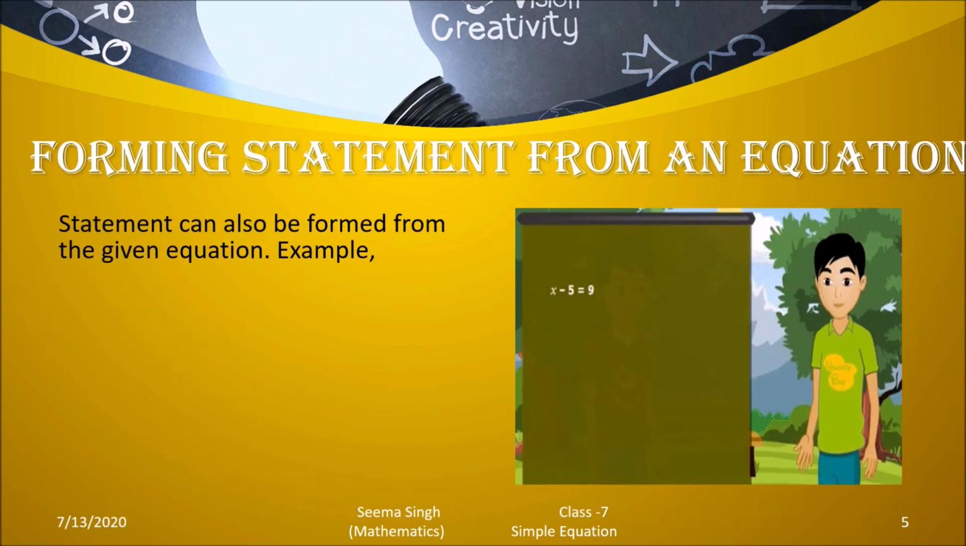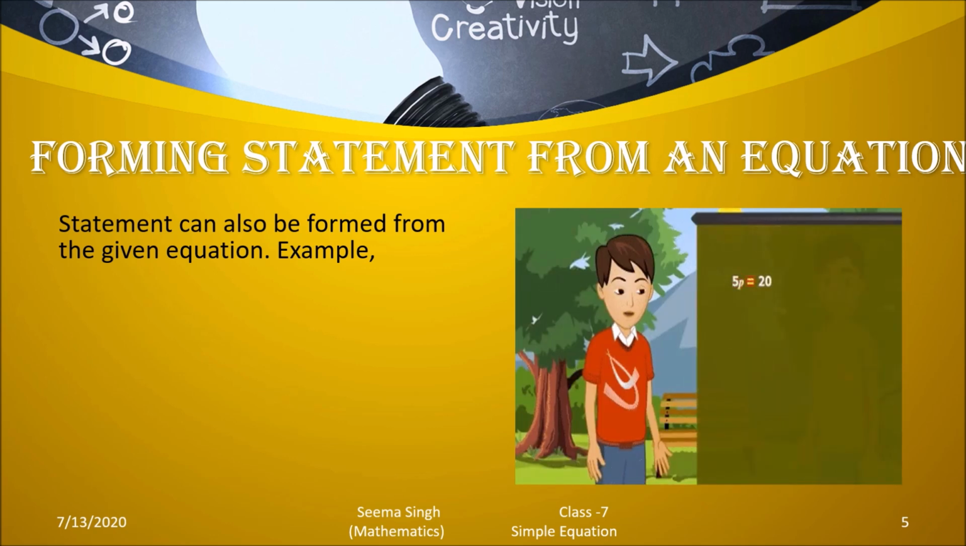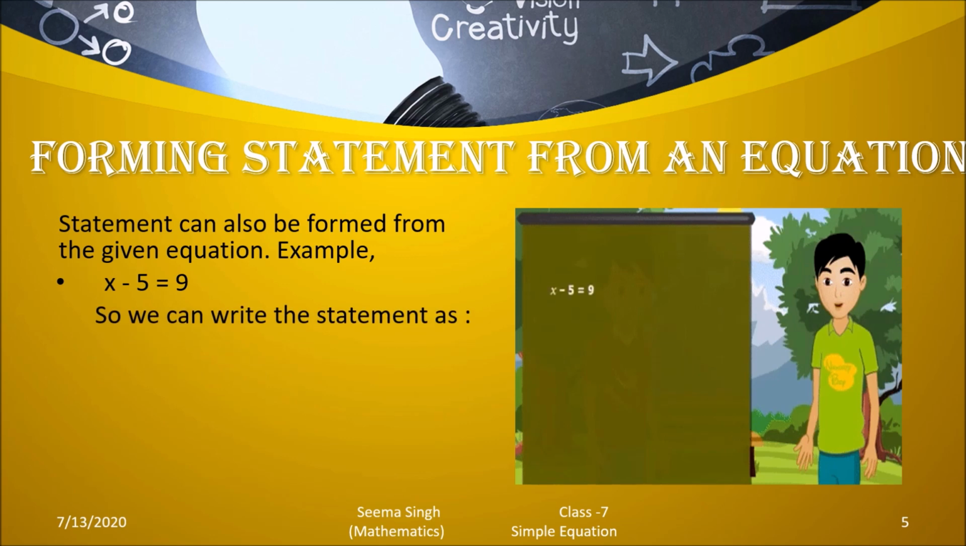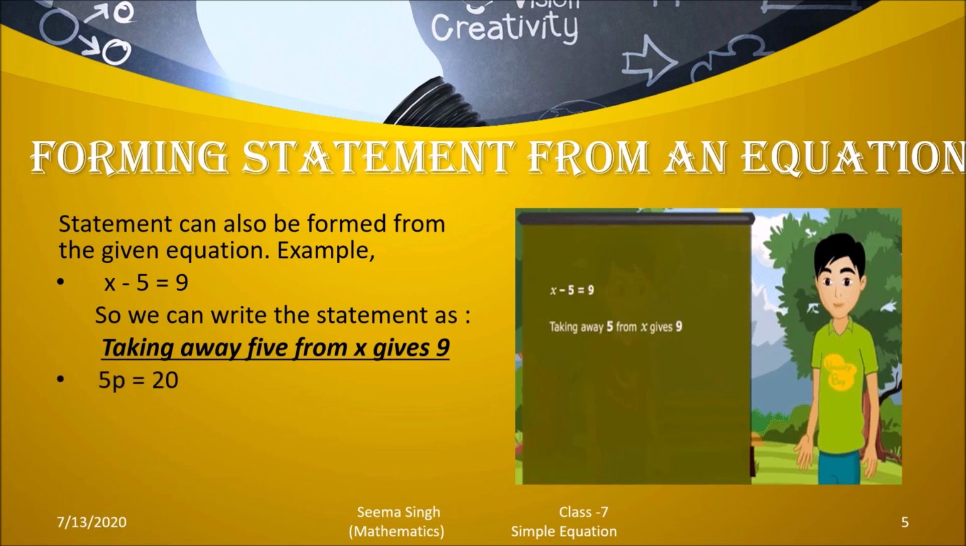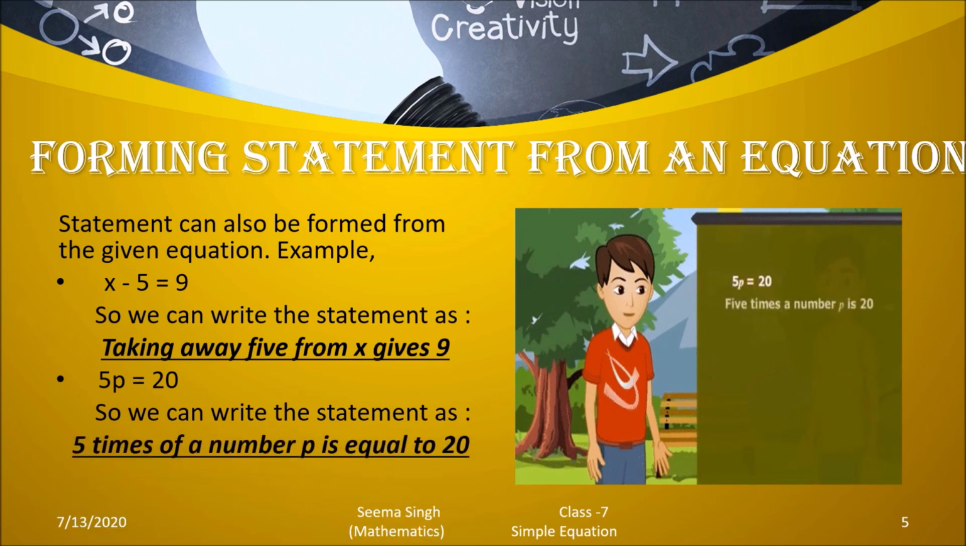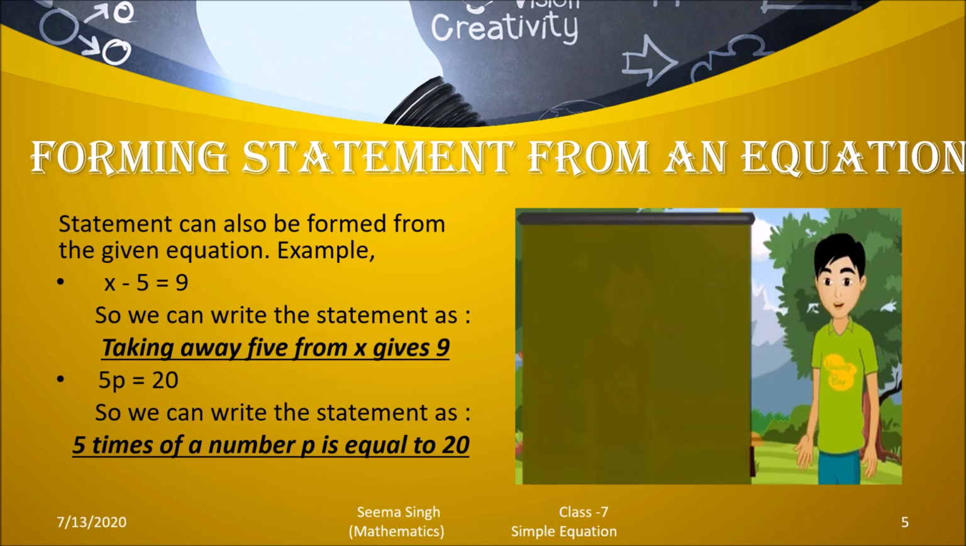Just as we can form an equation from a statement, the reverse is also possible. That is, we can form a statement from any given equation. For example, we have the equation x minus 5 equals 9. We can write it as: taking away 5 from x gives 9. Another example, 5p equals 20. We can write it as 5 times p, that is 5 into p, equals 20. So we have seen it's very simple to form a statement from a given equation.